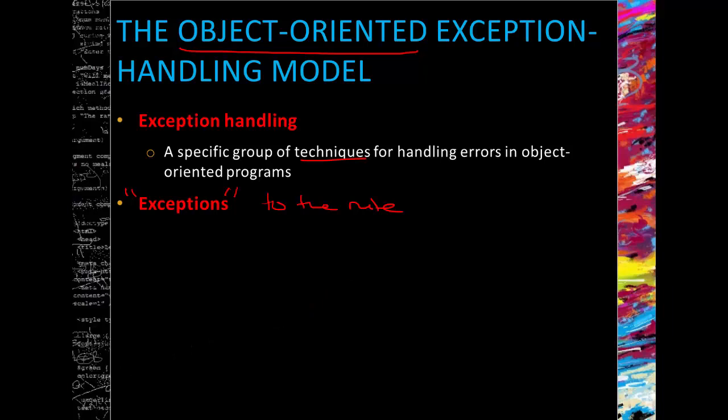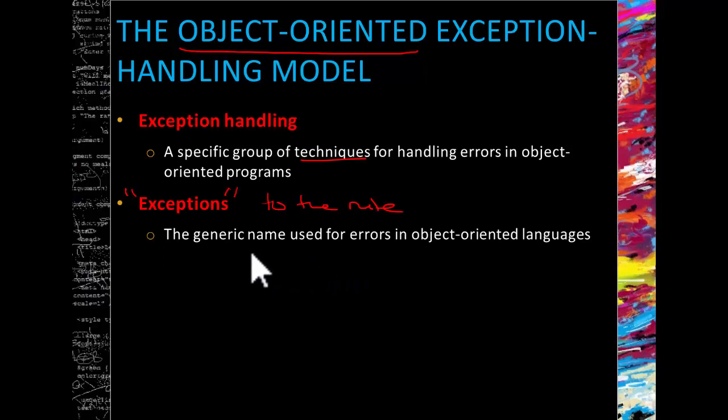So exceptions in Java would be runtime exceptions, input-output exceptions, file not found exceptions, index out of bounds exception. Do these all sound familiar to you? Arithmetic exception, number format exception in Java. I'm sure you've seen this when you've compiled your programs and the error message comes up at the bottom. So exception is the generic name used for errors in object-oriented programming.